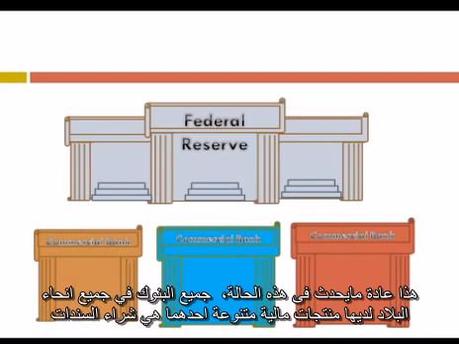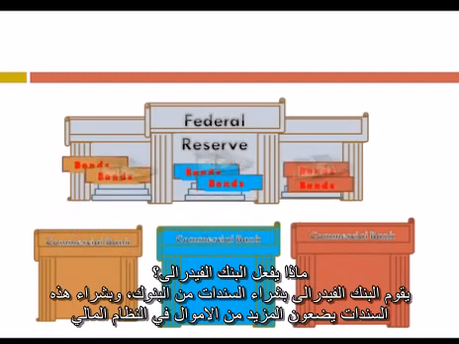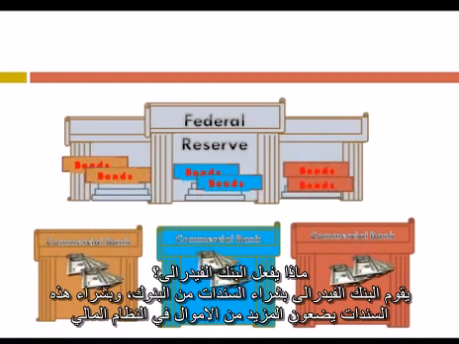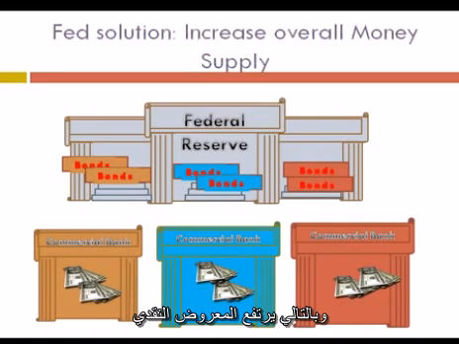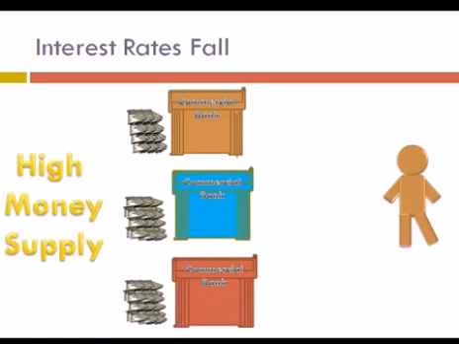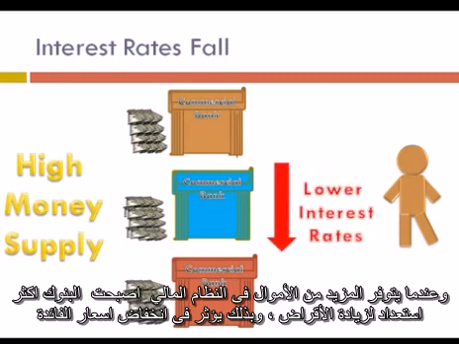All banks around the country have a variety of financial products, one of them being bonds. What the Federal Reserve does is it buys these bonds from banks, and by buying them, they are essentially putting more money into the financial system, thereby increasing the money supply. When there is more money in the financial system, banks are more willing to lend, and this in effect lowers the interest rates.